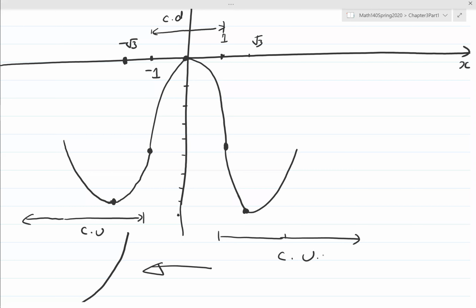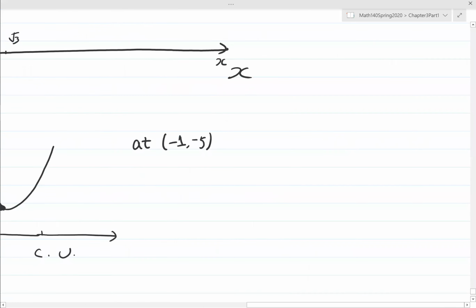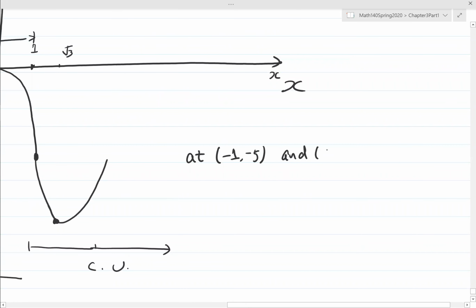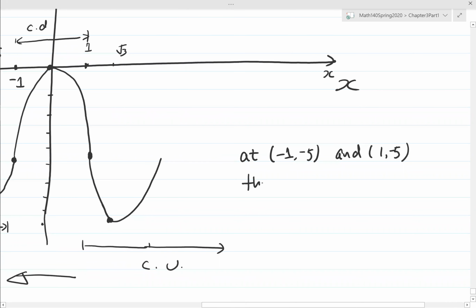So when x is -1, the y value you plug in is -5. And by symmetry, at 1, it is -5. The graph changes its concavity there.